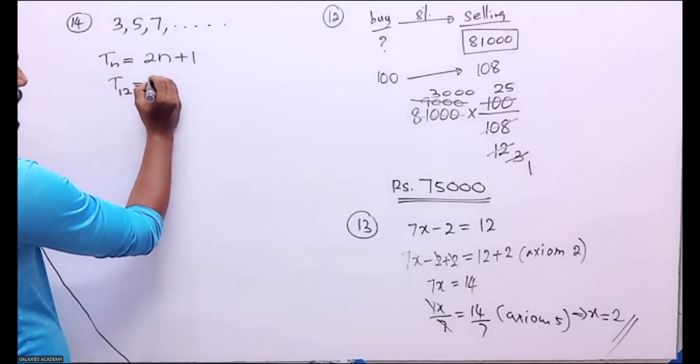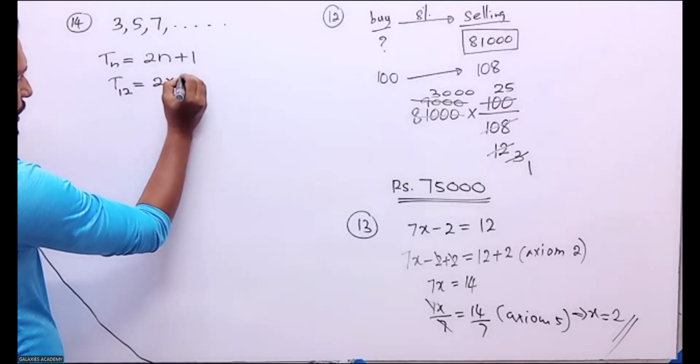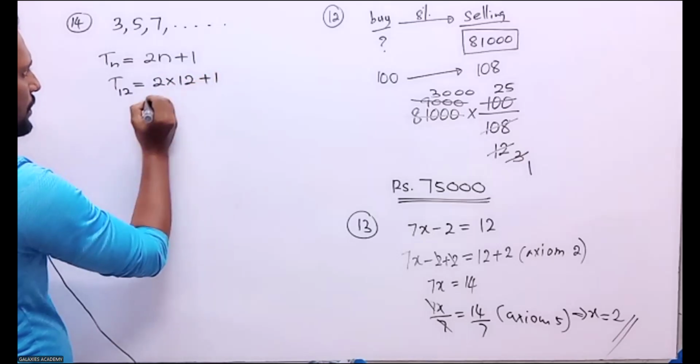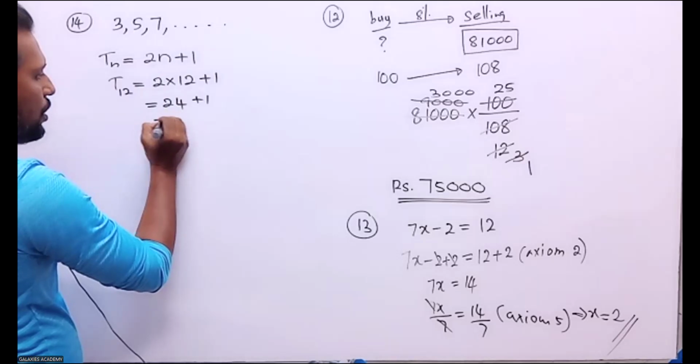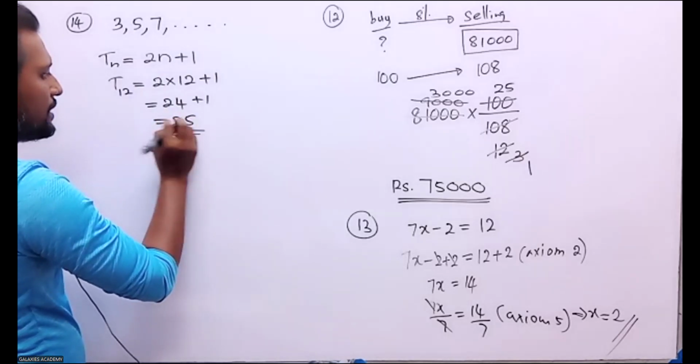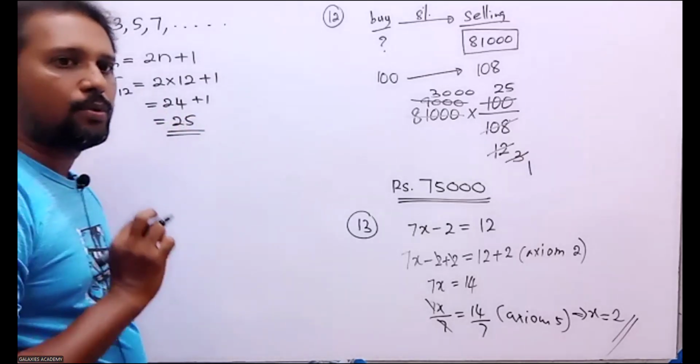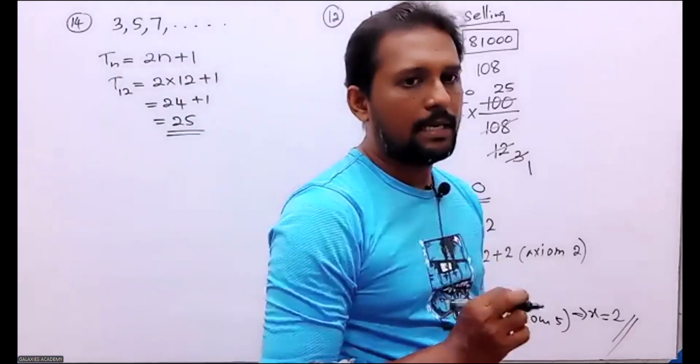Then we have to find the 12th term. So n equals 12, you have to substitute. 2 times 12, 24, plus 1. So how many matchsticks are needed for the 12th stage? 25 matchsticks, right? 25.